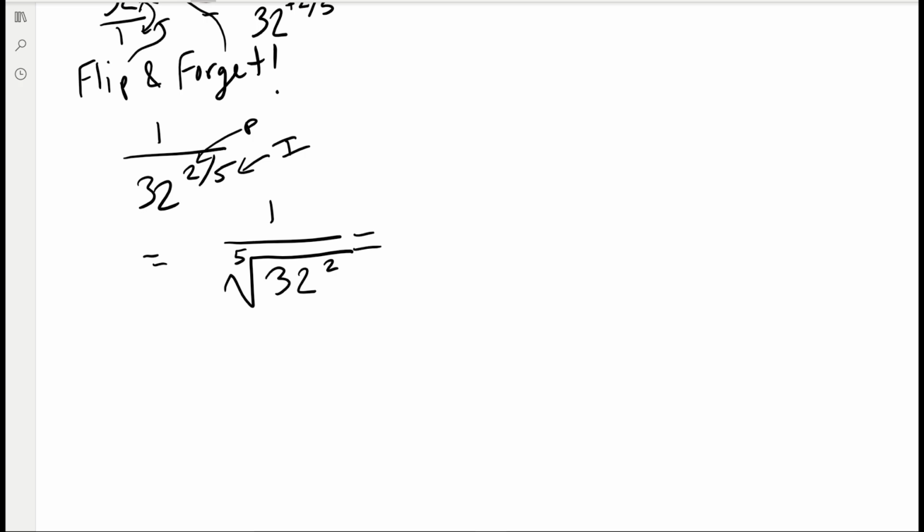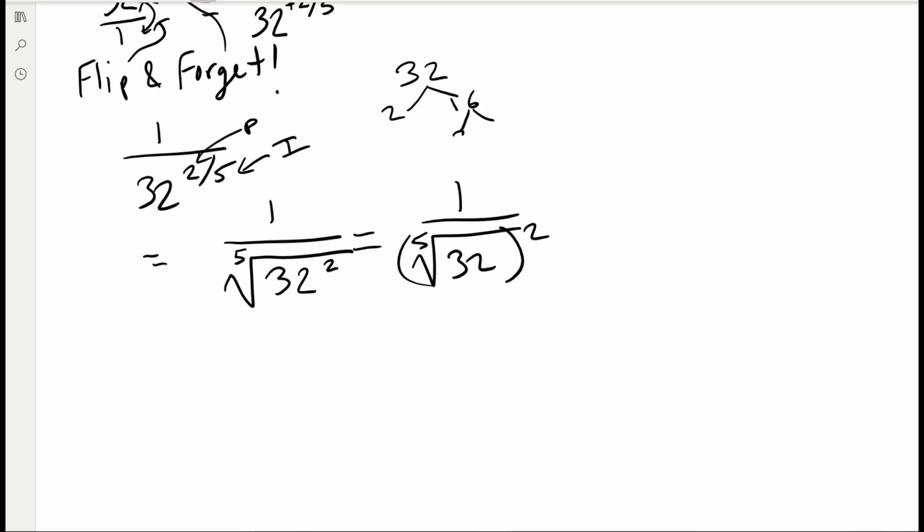All right, so basically I can rewrite this as the 5th root of 32 raised to the 2nd power. So what number multiplied by itself 5 times gives you 32? Let's do it over here. 32 breaks into 2 times 16, 2 times 8, that's a 2, that's a 2. 8 breaks into 2 times 4, 4 breaks into 2 times 2. So we got 5 2's.